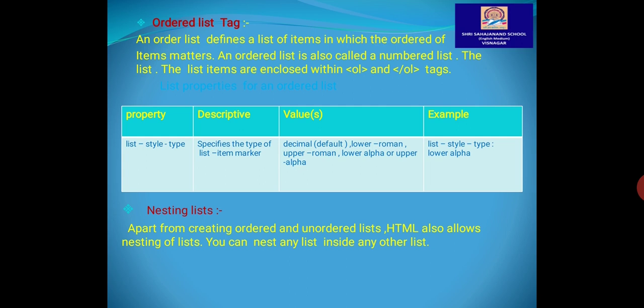Now next one is nesting list. Apart from creating ordered and unordered lists, HTML also allows nesting of lists. You can nest any list inside any other list. For example, an unordered list can be nested within an unordered list, or an ordered list can be nested within another list. See in the program how we can define it.